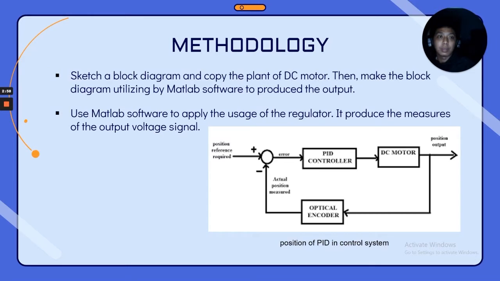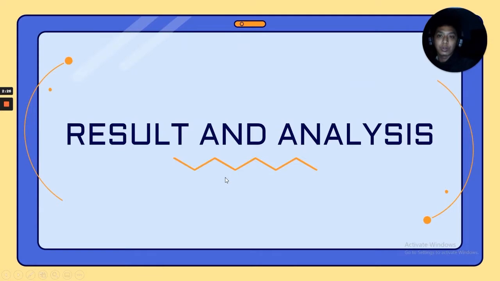So we go through the methodology. Firstly, sketch a block diagram and copy the plant of the DC motor. Then make the block diagram utilizing MATLAB software to produce the output. Secondly, use MATLAB software to apply the usage of the regulator. It produces the measure of the output voltage signal. This is a figure about the position of PID in a control system. So we go through the result and analysis from my friend Nik Muhammad Afif.